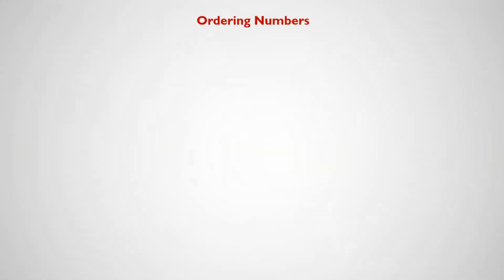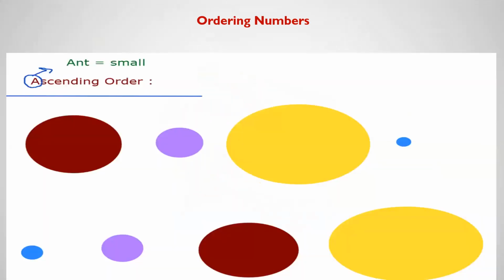Okay, now let's remember together how we can arrange the numbers in order. We have two words. The first word, ascending. Ascending order, we said when we see the letter A means ant, and the ant is so small. So we will put the numbers or the objects from the smallest to the biggest or the greatest. So when you see the word ascending, A, remember the ant is so small.